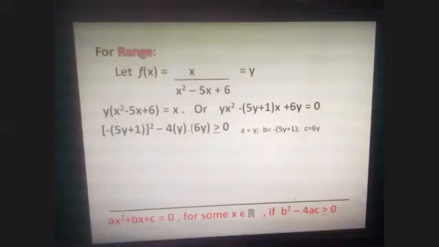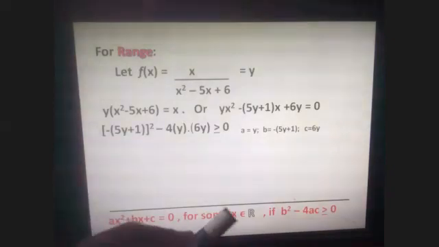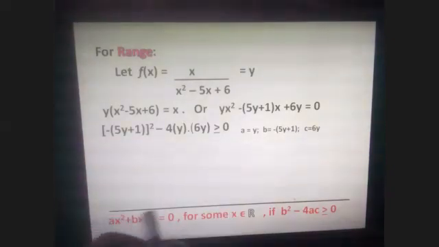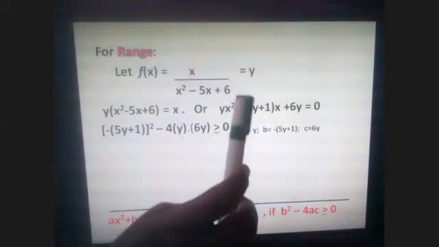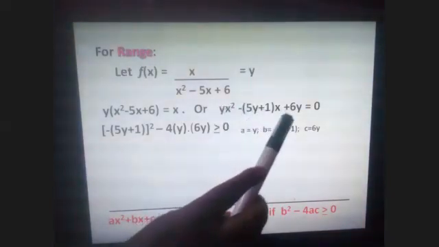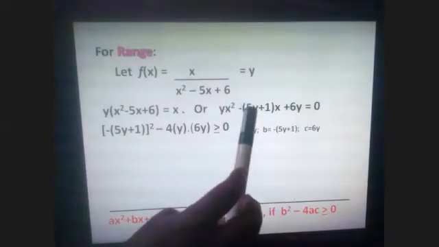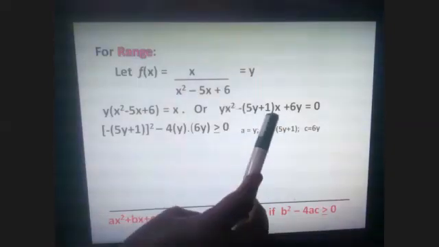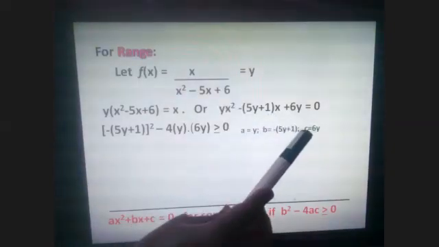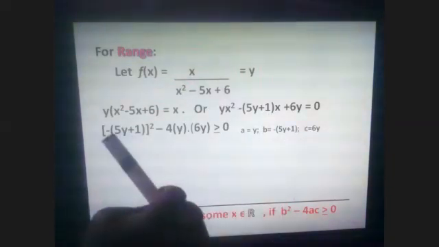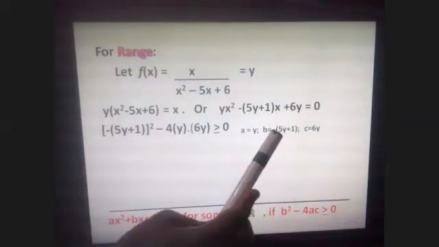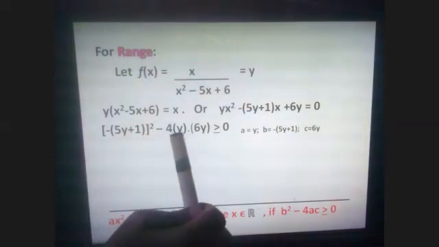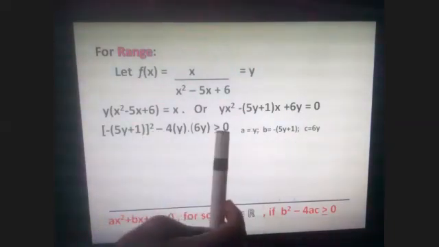Are you getting this? A quadratic polynomial has a real solution if the discriminant b squared minus 4ac is more than or equal to 0. Here I am looking at that position. ax squared plus bx plus c. A is y, b is minus of (5y plus 1) and c is 6y. Discriminant b squared, b is minus of (5y plus 1), b squared minus 4ac, more than or equal to 0.